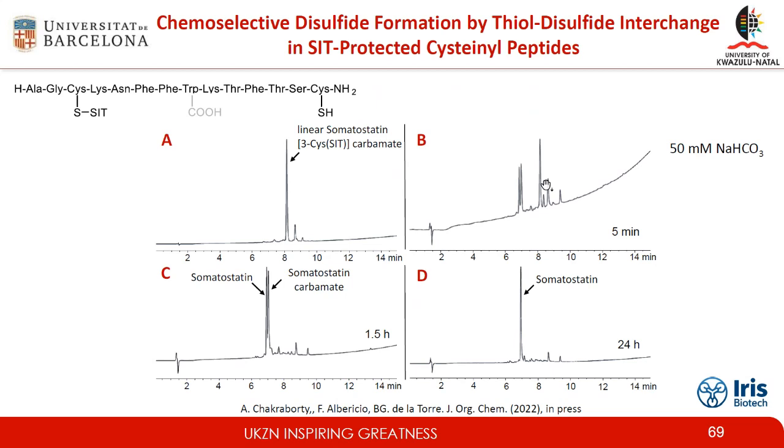put this in 50 millimolar sodium bicarbonate, we were scared because we have several peaks, but we have to think that the tryptophan can give the carbamic acid. The decomposition of the carbamic acid takes time, and this was the difference intermediate. But after 1 hour and a half, we have two peaks, the somatostatin and the somatostatin carbamate, and after 24 hours, we have a nice peak of only the somatostatin.